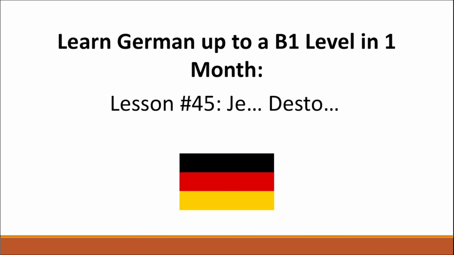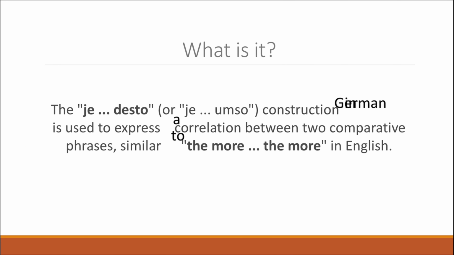Today it's lesson 45 of our series on how to learn German up to B1 level in 1 month, and today we're going to talk about the desto construction, which is very important in German, so let's start. Now firstly, what is this?